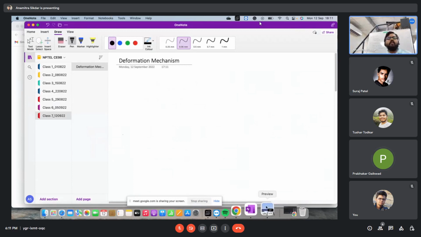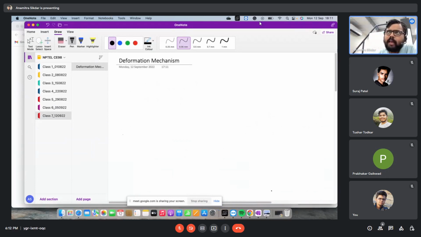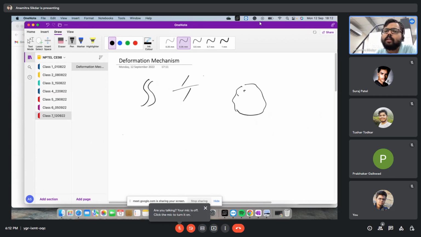So deformation mechanism, we are going to talk about the mechanisms that play at micron scale, or maybe in the microscopic scale. So for example, if we are seeing a fold or a fault, what kind of deformation is going on? This fault may be part of a rock, right? So the rock is basically made up of minerals, like this is one mineral, this is one mineral. This is how rock is made up.